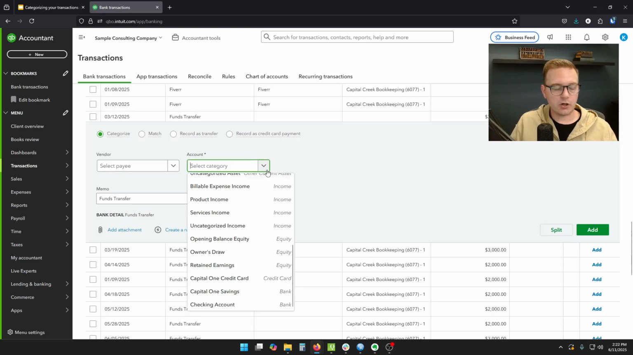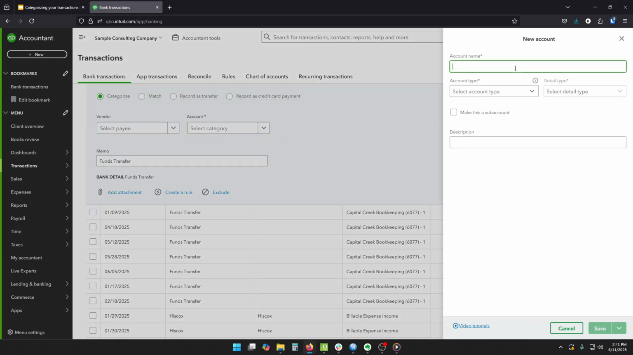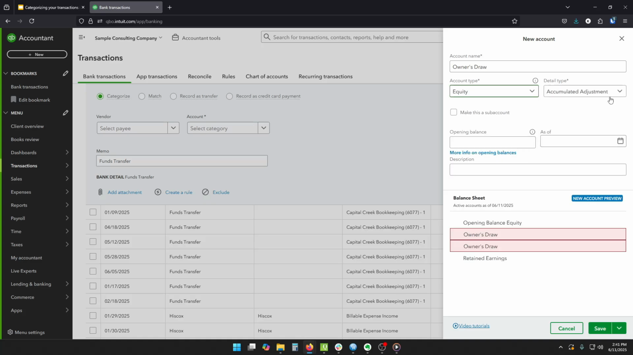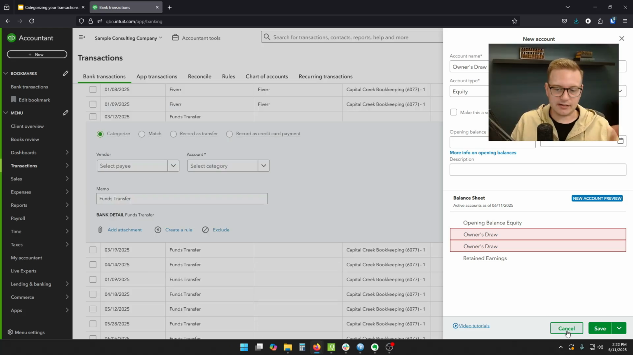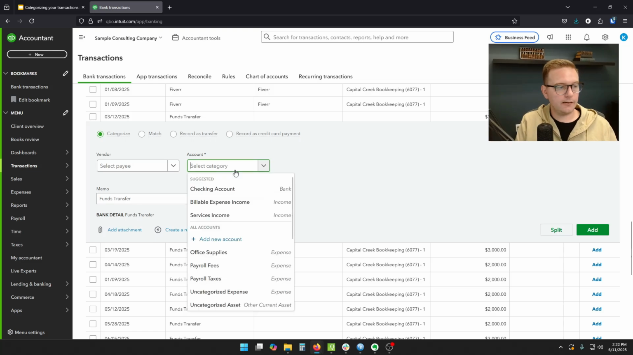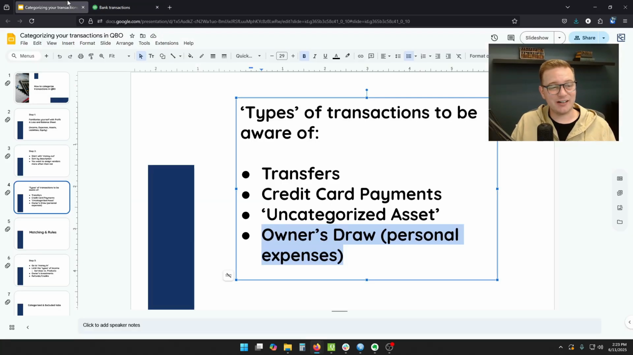If you don't have an owner's draw account, you want to make sure you add it in. So I will just add it in like this, owner's draw. And you want to change the account type to equity, and then you just have it as an owner's equity type account. And you would just save that as is. I already have it in here though. So if it is money that is for personal reasons or just you transferring money out, that's an owner's draw. So make sure you categorize it as such. It is not an expense.